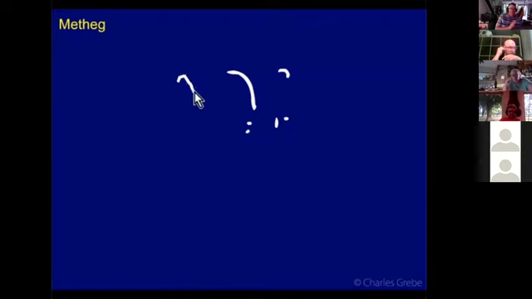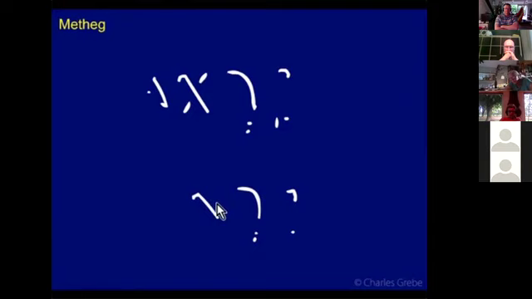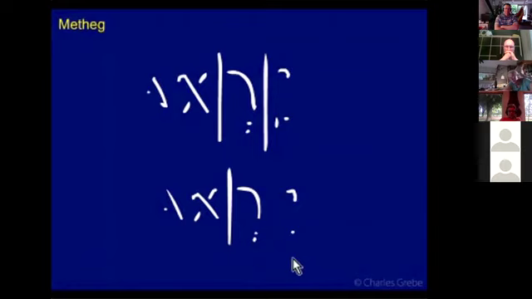Yere'u, yir'u. This means they will be afraid. Let's do the other one first. Yir'u. Here we have the metheg, so we put a syllable there, and here's our next syllable. Here we don't have a metheg, so the syllable goes here.